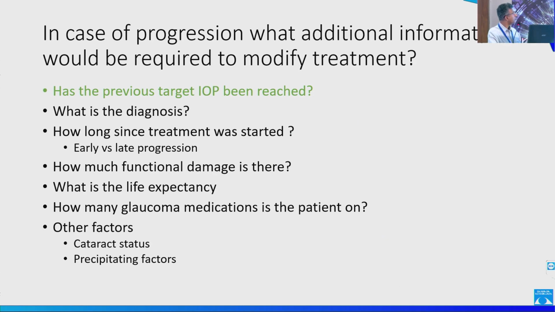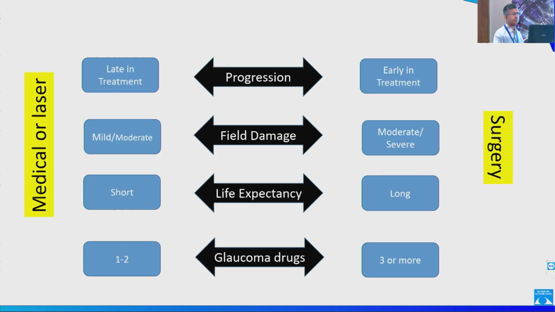So if you see progression on the visual field or something else, what else do you want to know? Because you're going to take a look and make a decision: what is the diagnosis, how long since treatment was started, how much functional damage is there, what's the life expectancy, how many glaucoma medications is the patient on, and are there cataract and other precipitating factors. Based on that you will decide whether to escalate treatment, whether you're going to go the medical route, or whether you're going to go the surgical route. And I'm just going to share a few examples with you, and we'll take it from there.